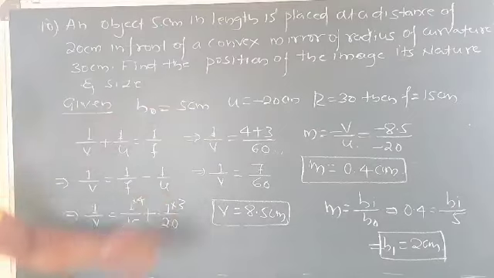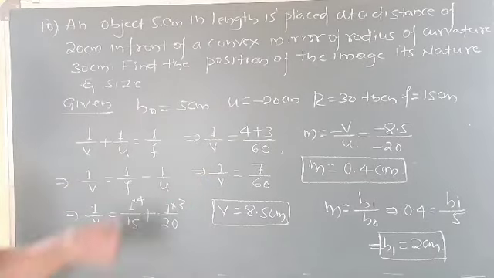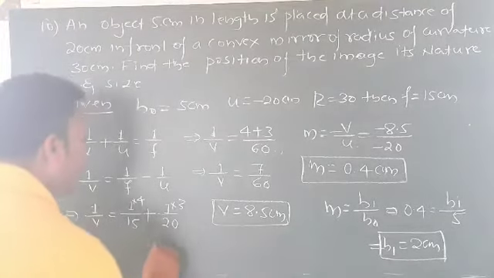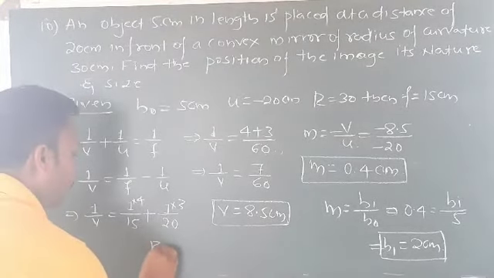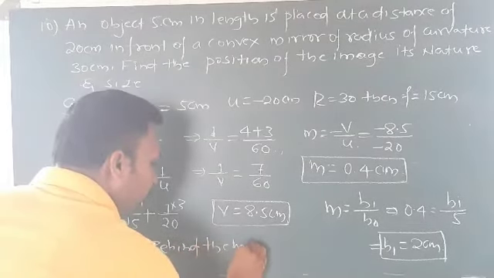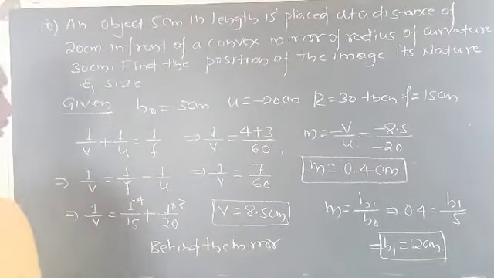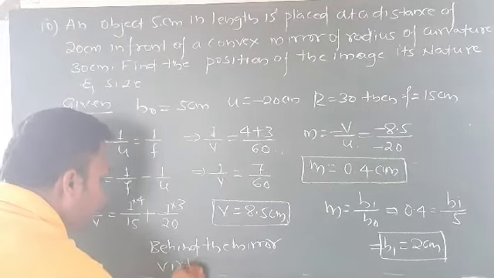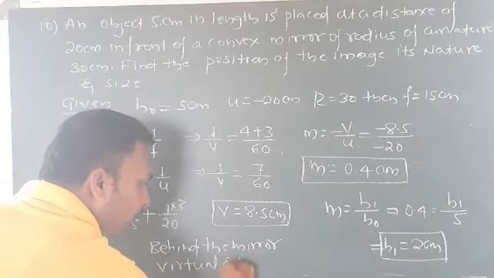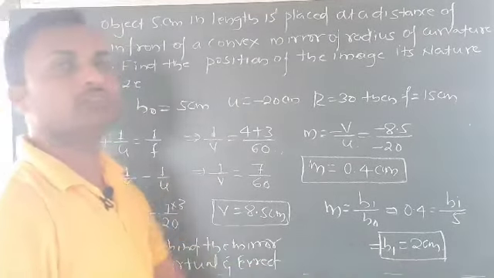So find the position of the image. This is a convex mirror. So the position of the image is behind the mirror, and its nature and size: the nature is virtual and erect, and the size of this one is 2 centimeter.